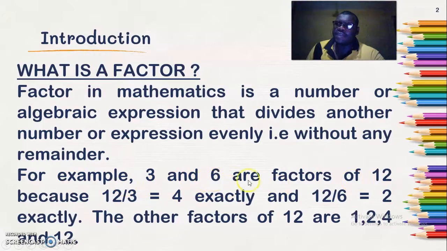3 and 6 are factors of 12 because 12 divided by 3 gives us 4 without any remainder, and 12 divided by 6 gives us 2 exactly, without remainder. The other factors of 12 are 1, 2, 4, and 12. So a factor in mathematics is a number or algebraic expression that divides another number or expression evenly, that is, without any remainder.